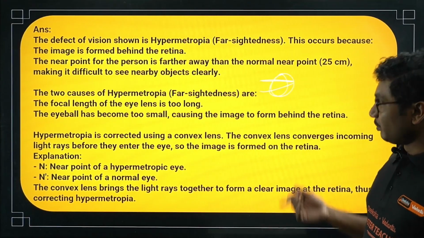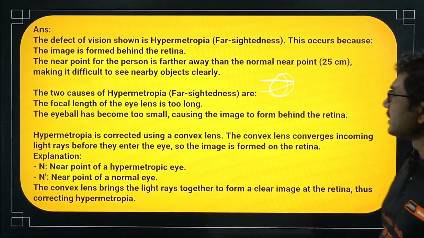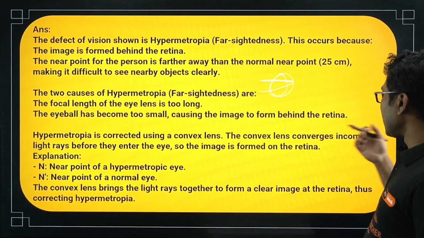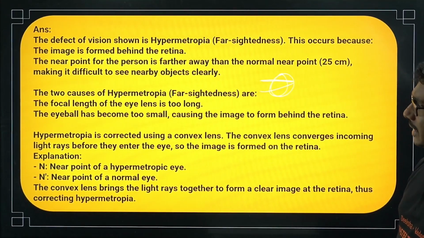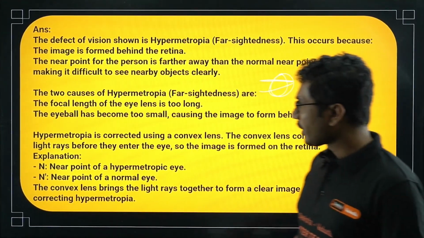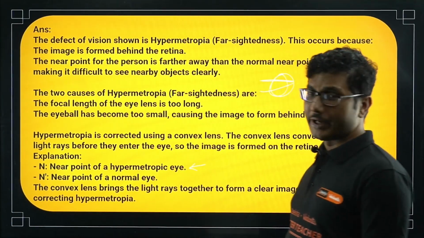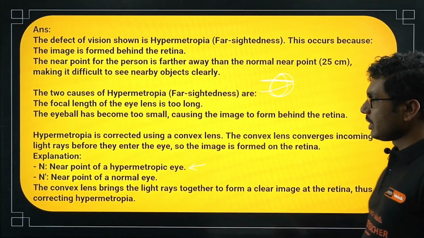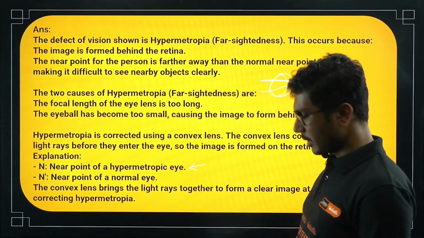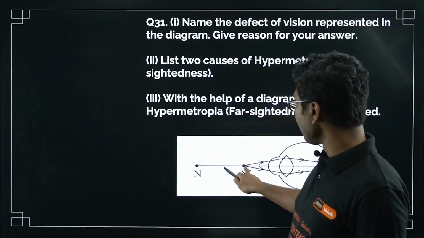Now hypermetropia is corrected using a convex lens. The convex lens converges incoming light rays before they enter the eye, so the image is formed on the retina. Now for the explanation, you have to mention these points while drawing the diagram. What are those? Near point of the hypermetropic eye, you have to mention the near point.